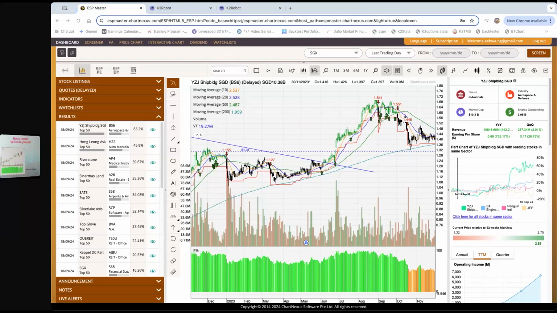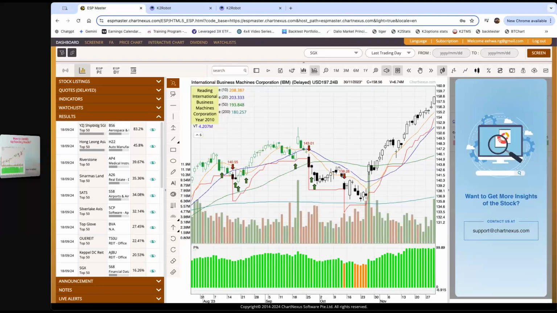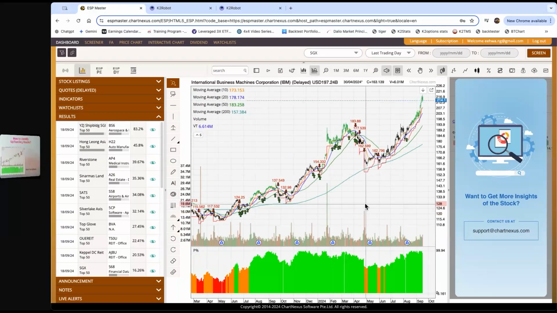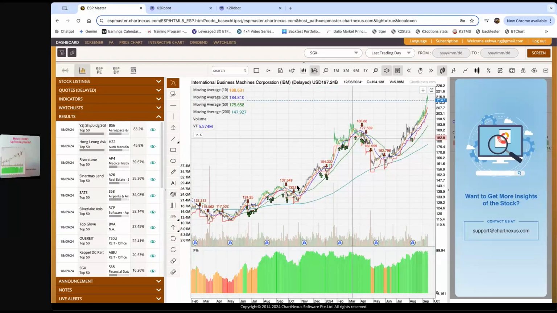IBM, Micron, Singtel. Okay, let's do Micron. Because I don't think IBM is uptrend. Oh, wow. It's been a long time since I last traded IBM. It is indeed an uptrending stock, guys. You see the big green color? Okay, and Micron.